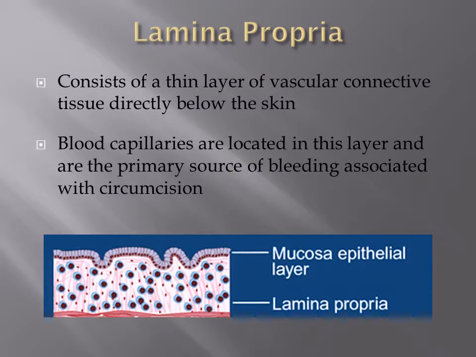The lamina propria is a thin layer of vascular connective tissue that contains an array of blood capillaries. These capillaries are the primary source of bleeding associated with circumcision if hemostasis isn't achieved.